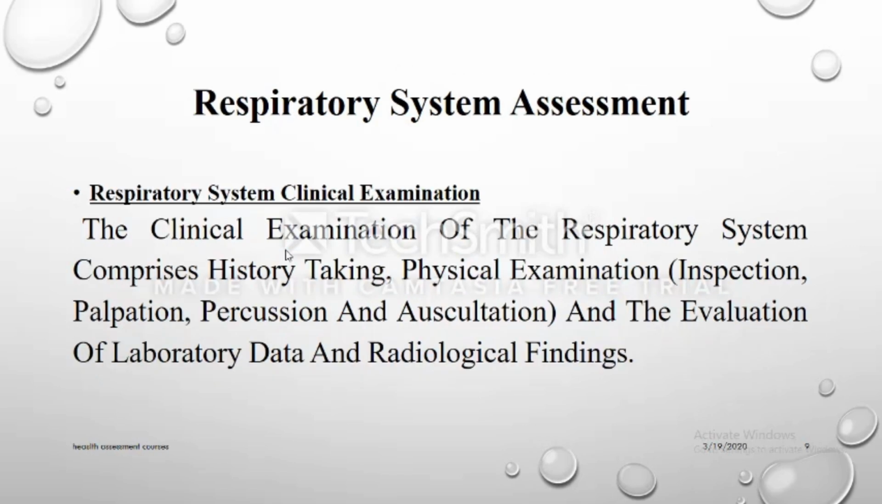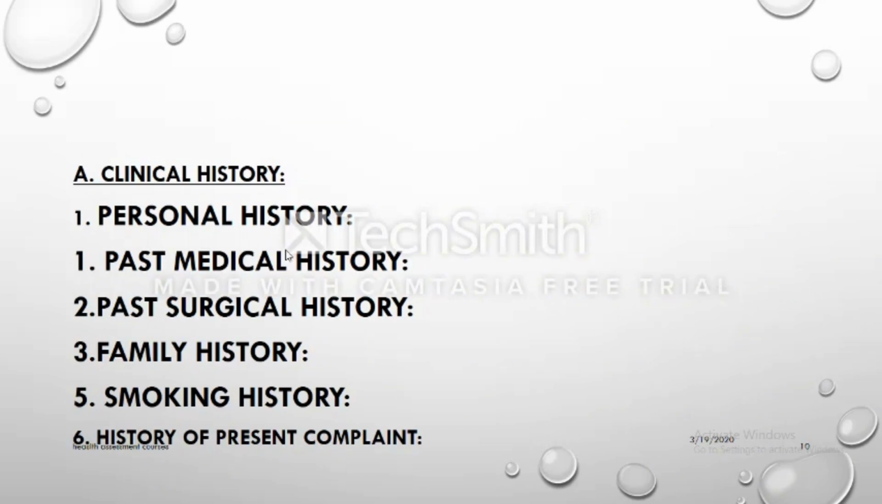Respiratory system clinical examination. The clinical examination comprises history taking, a physical examination that includes inspection, palpation, auscultation, and percussion, and the evaluation of laboratory data and radiological findings or diagnostic tests that will be done for respiratory system disorders. The physical examination will include clinical history and clinical features.